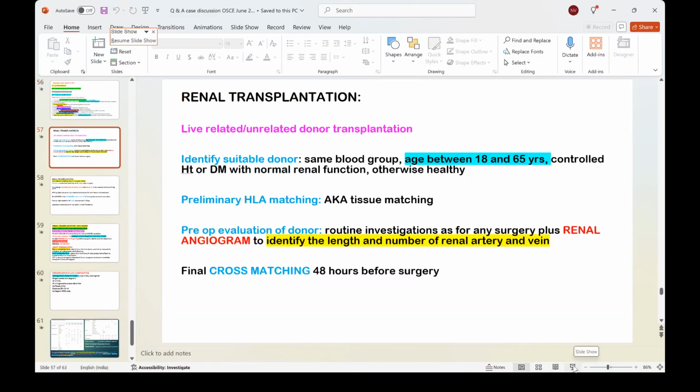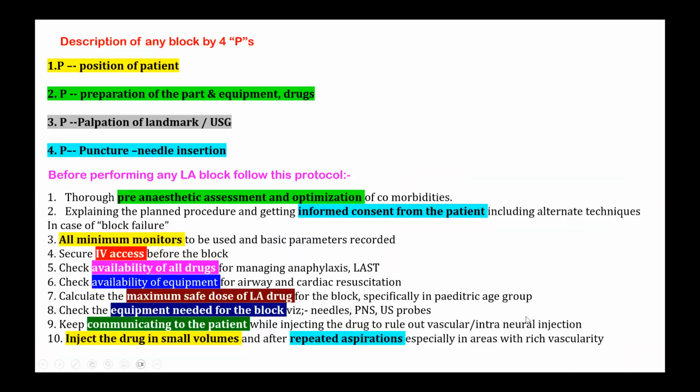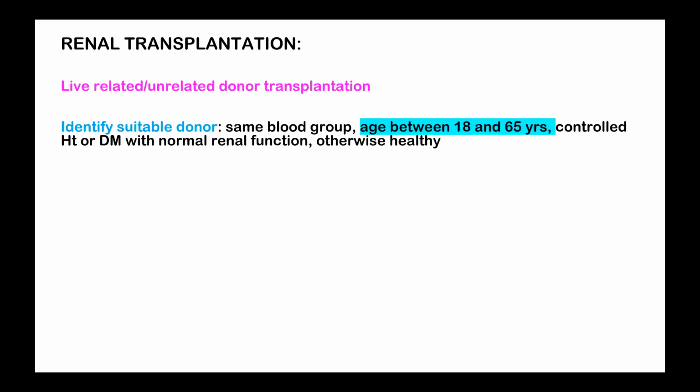So I'll just give you the small gist of that live donor related renal transplantation. Live related or unrelated donor transplant. The live transplantation can be from a related donor with the same blood group, or it can be unrelated also, like a distant friend or another person with the same blood group who is willing to donate. Of course, they have to get the committee's approval for all unrelated donors.